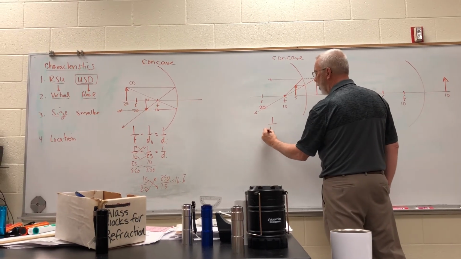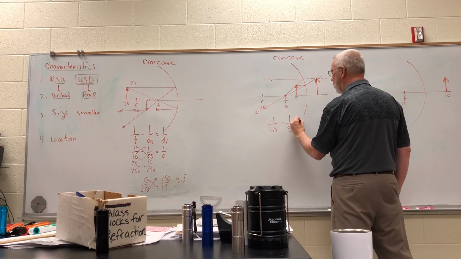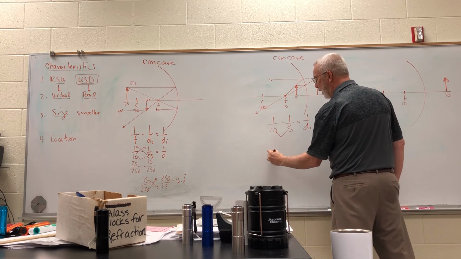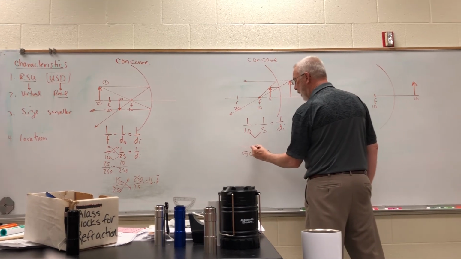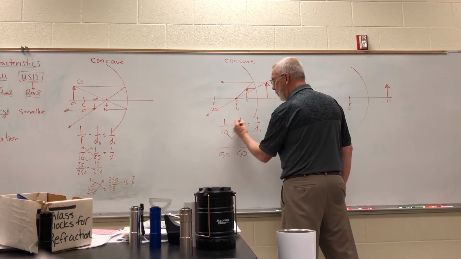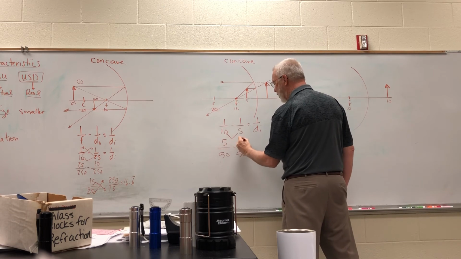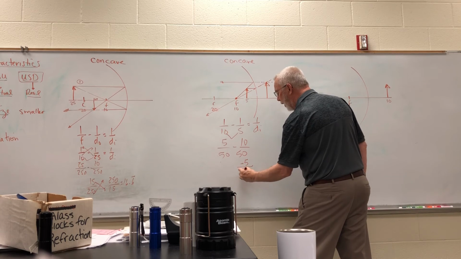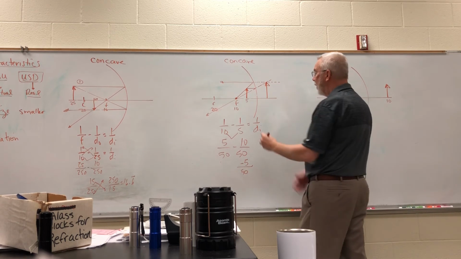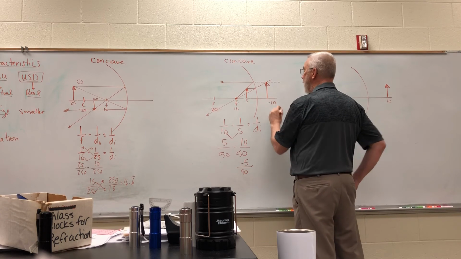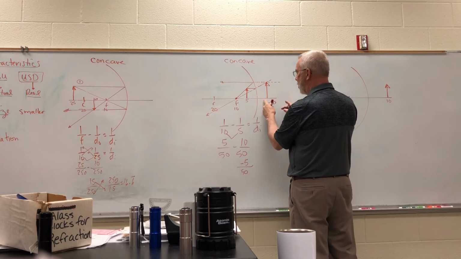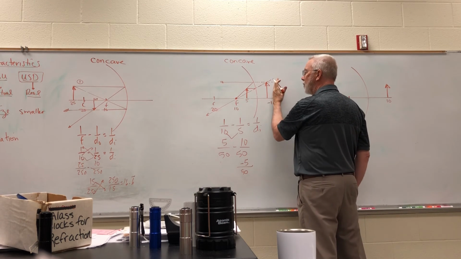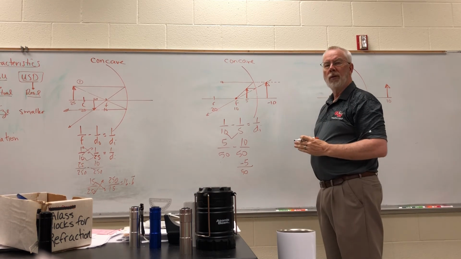Look at this right quick. 1 over 10 minus 1 over 5 equals 1 over di. Common denominator is going to be 50. And when we flip the two denominators, it's going to be 5 minus 10. Well, 5 minus 10 is going to be a negative 5 over 50. And when you flip it, that's going to give a value of negative 10. Now that diagram doesn't quite show 10 centimeters, but technically it should be negative 10 centimeters behind the mirror.